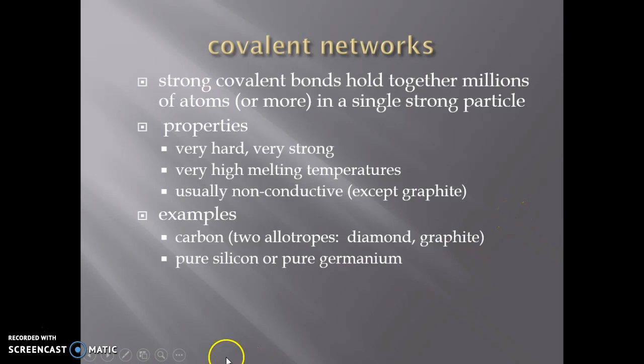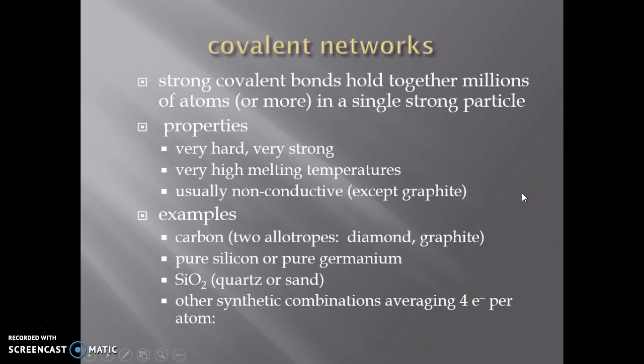It has a different arrangement. Silicon, germanium, silicon dioxide. This is the only molecule that forms covalent networks. And then there are other synthetic combinations. As long as you have about 4 electrons per atom, you'll wind up with that. I know in first year we talked about boron will do it as well. So you have carbon, silicon, germanium, boron, and silicon dioxide. Typically those are the 5 we credit for giving us covalent network bonds. And again, you can have combinations of those.